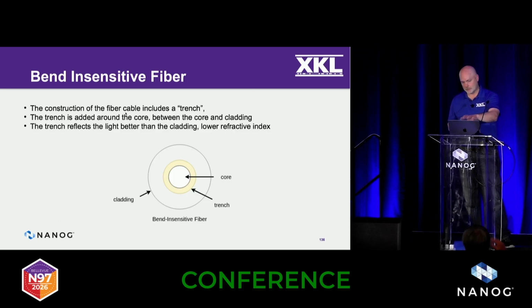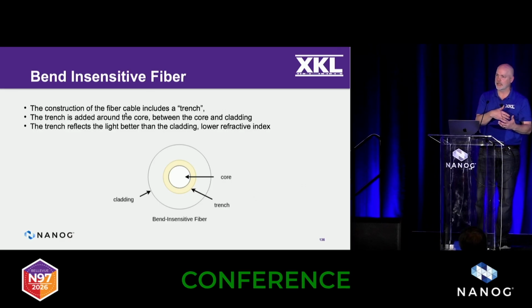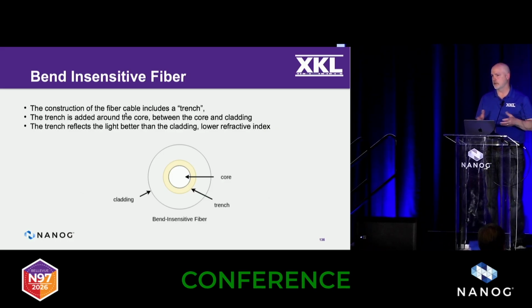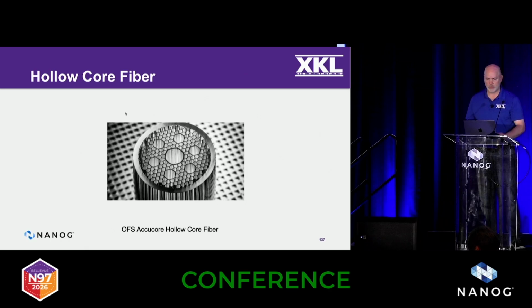Bend insensitive fiber. So what they did here, they just added a trench around that core. So it's not just core cladding, it's a little trench. That's to help keep the reflections in, keep the light inside the glass. So bend insensitive fiber is very common now. So any kind of patch cables or anything you buy are probably gonna be bend insensitive. I'm out of time. Hollow core.